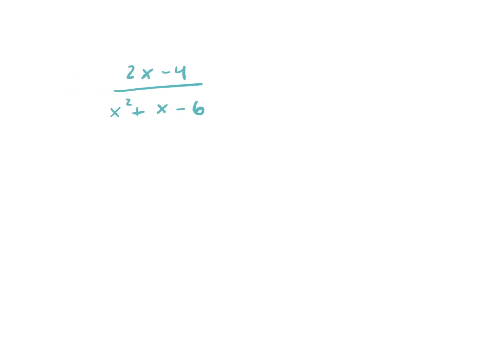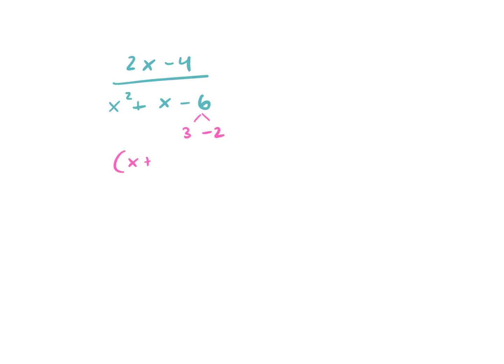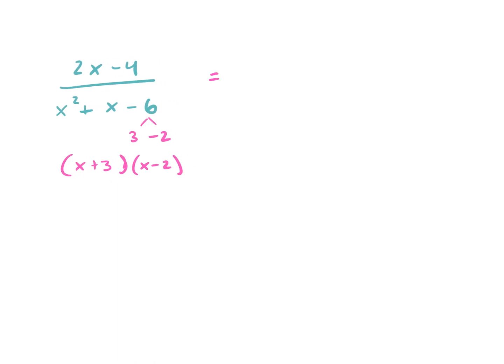So for partial fraction decomposition, first thing we want to do is factor our denominator. What are two factors of negative 6 that add to 1? 3 and negative 2. Perfect. So we have x plus 3 and x minus 2. So I'm going to set this up. We can say a over x plus 3 plus b over x minus 2.